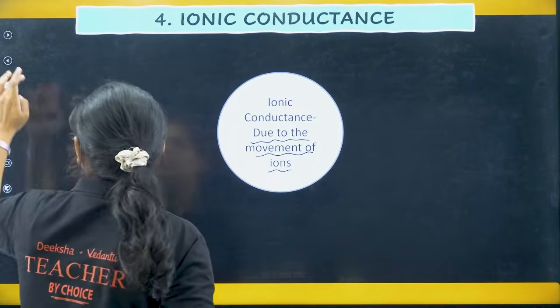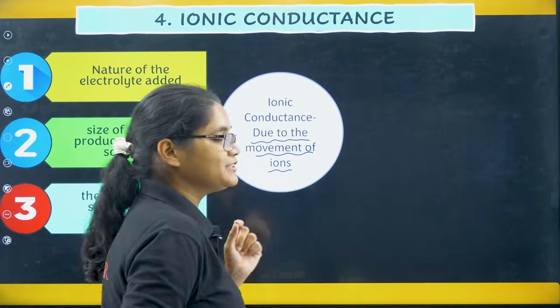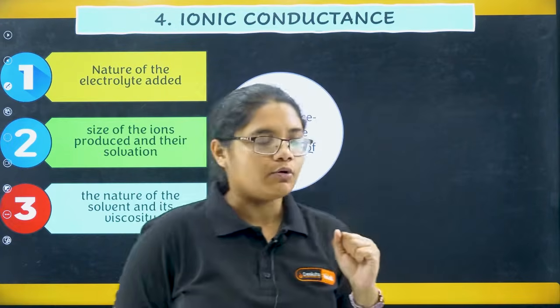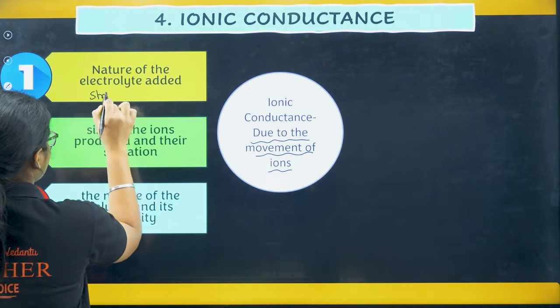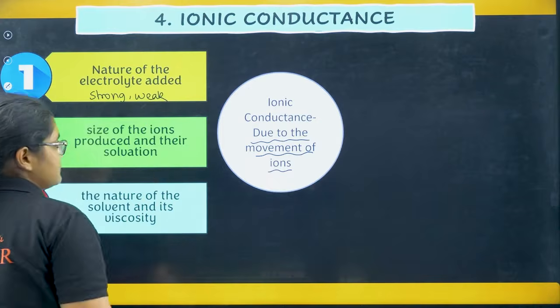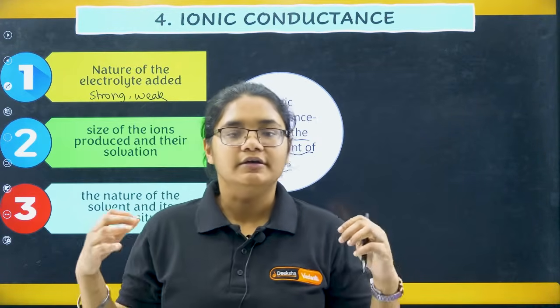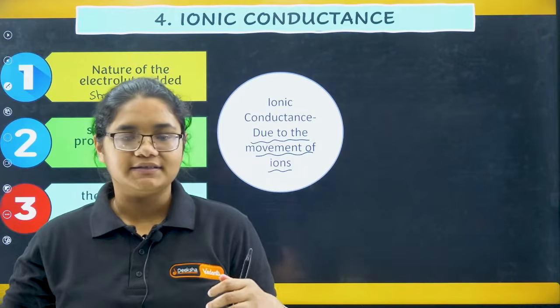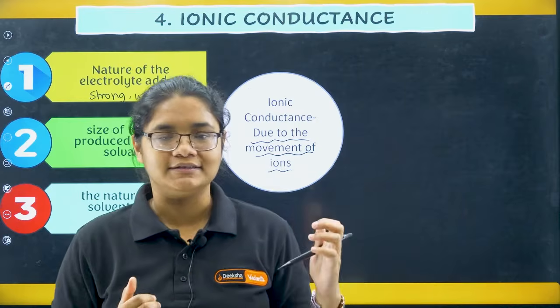So what are the factors affecting it here? First of all, the nature of the electrolyte, which we will talk about in detail. We can have either a strong electrolyte or a weak electrolyte. You might have studied in class 11th in the ionic equilibrium chapter about strong bases, weak bases, strong salts, weak salts, strong acids, weak acids.